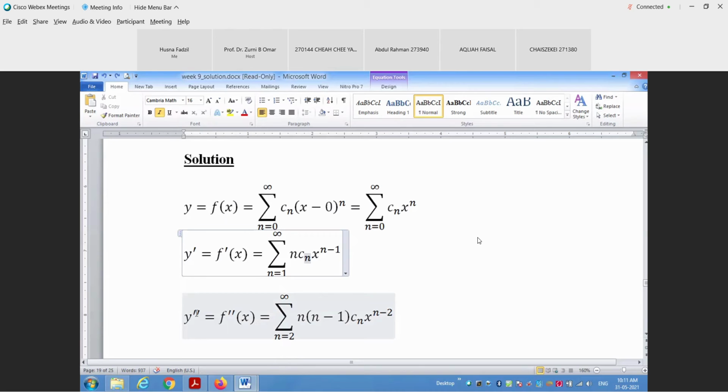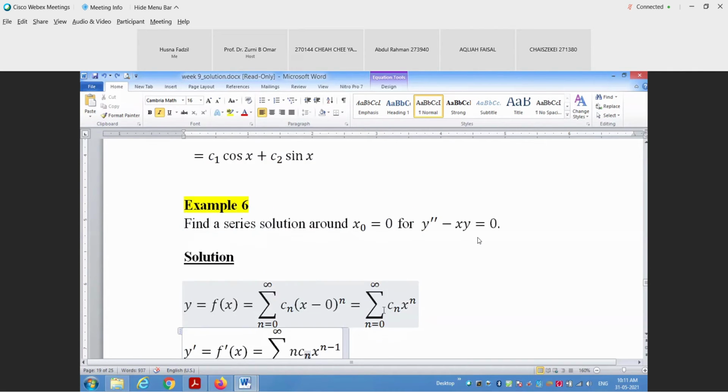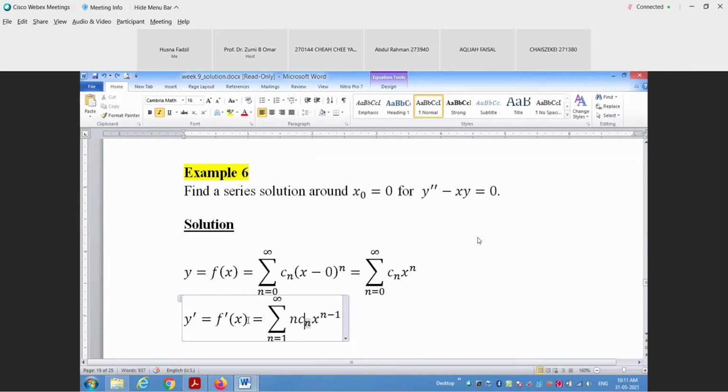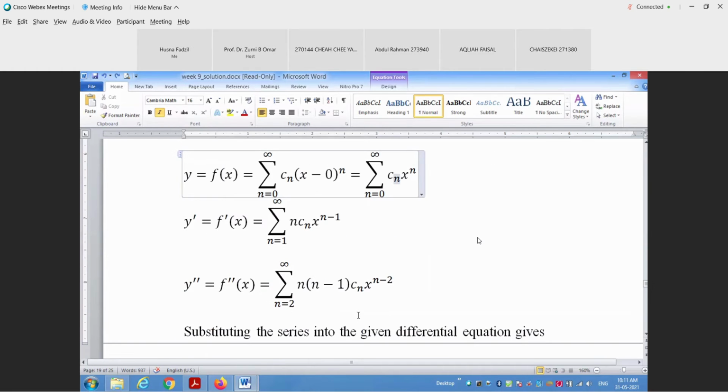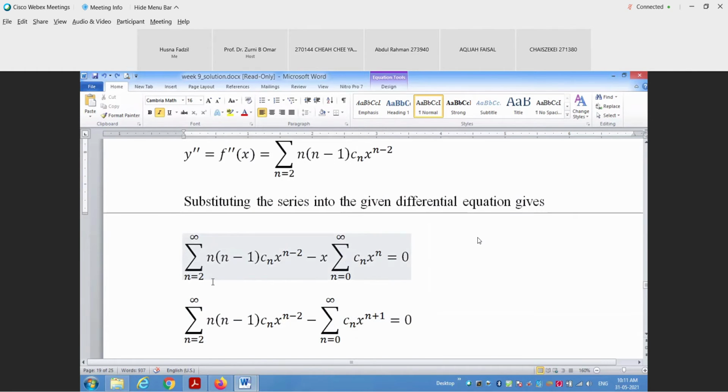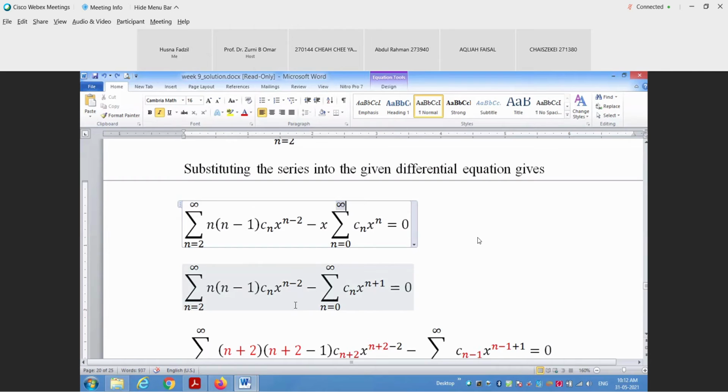For y double prime, we differentiate y prime. So n times n minus 1, you bring the power down, Cn x to the power of n minus 2. Then you replace y double prime with this series, and y with this series. So we get this, and the next step.